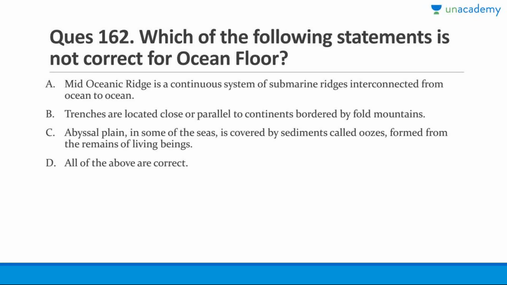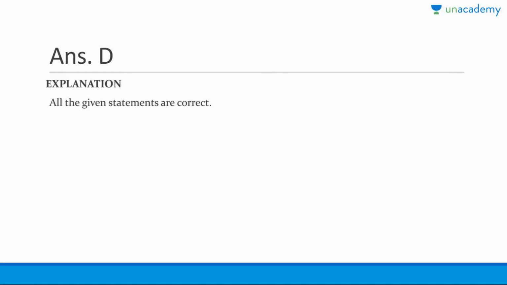Okay, question 162. Which of the following statement is not correct for ocean floor? Mid-oceanic ridge is a continuous system of submarine ridges interconnected from ocean to ocean. Correct. Trenches are located close or parallel to continents bordered by fold mountains. This is also correct. Abyssal plain in some of the seas is covered by sediments called oozes formed from the remains of living beings. This is also correct. So answer is D. All these statements are correct here.